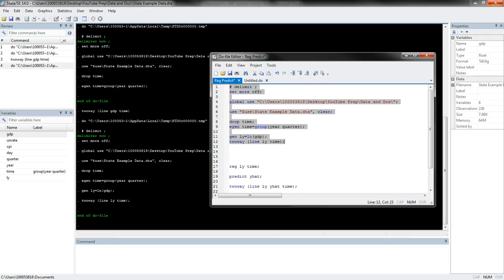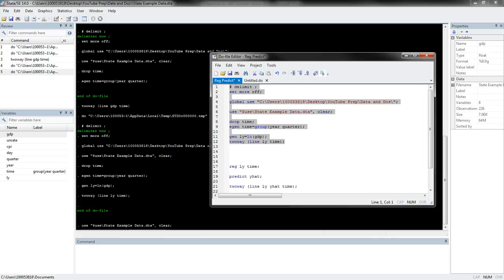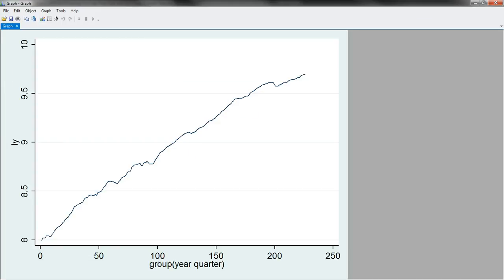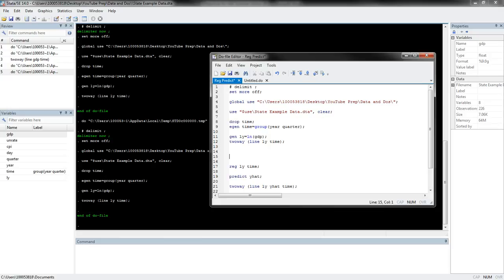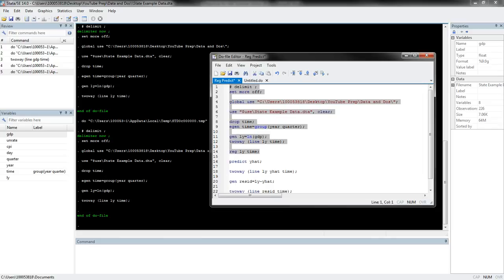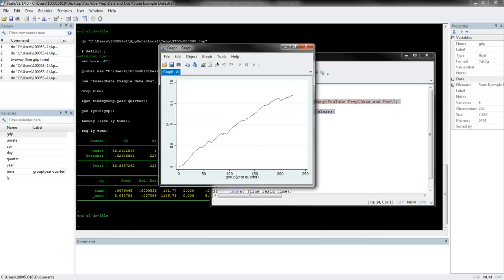So the next thing that we want to do is regress. Going back to the graph that I had, we notice that GDP tends to grow over time. So I just want to see what is the growth rate over time. As time increases, how much is the natural log of GDP expected to grow? So I'm just going to regress ly on time. I just use my reg command, reg ly time, and I run that.